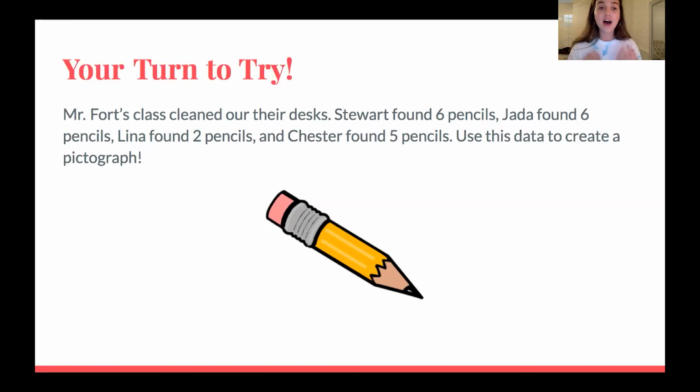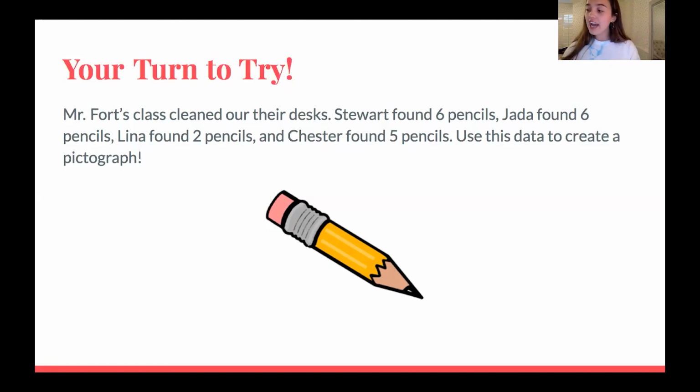And again, if I were you, think about what you want to use for your picture. What are you representing? I think a pencil would be a great picture to use and a great illustration. A couple things, don't forget to label and also to create a key. But go ahead and pause this video and try it for yourself.